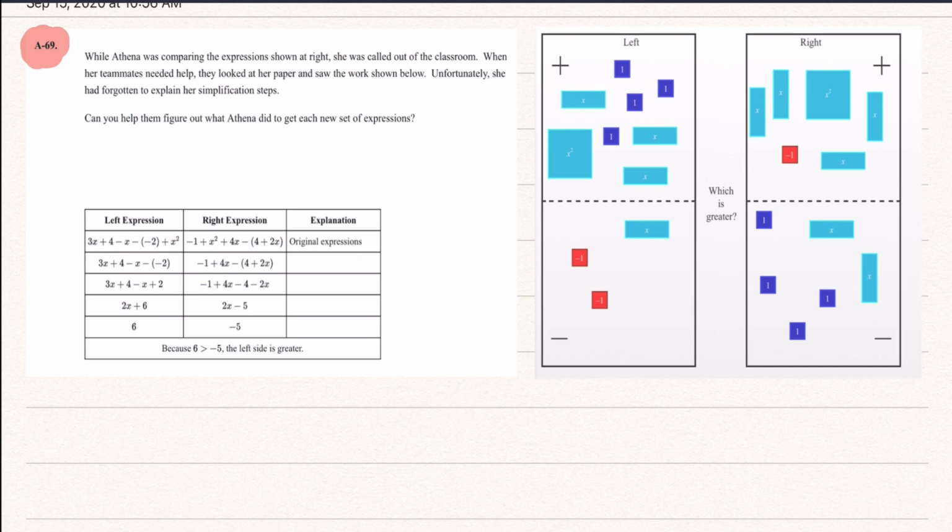Now, if we take a look, we see that she has her original expressions written down in this first row, with the explanation being original expressions. So we're going to start at this next step, and if we take a look at the difference between our top cell and our bottom cell in this little table, it looks like we're missing our x squared, so she got rid of them. If you see that there's an x squared on either side, they could cancel each other out, right? It's pretty well balanced.